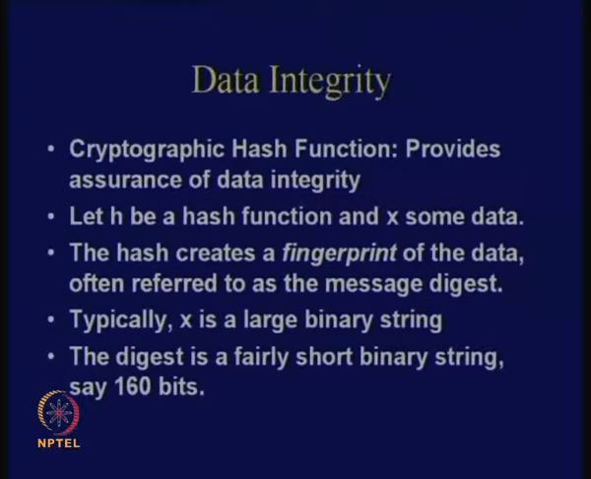there are two important things. One of them is this one-wayness, and I will come to the second aspect shortly. You see that typically x is a large binary string and the digest is a fairly short binary string, say typically 160 bits. Why 160 bits? Also we will see as we go ahead.